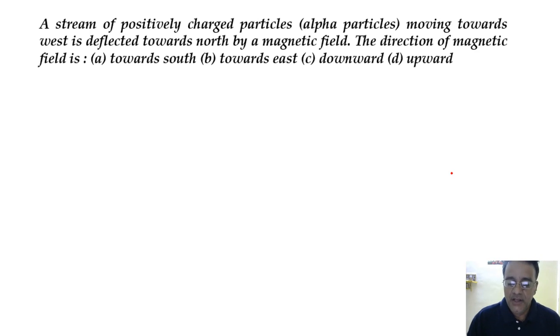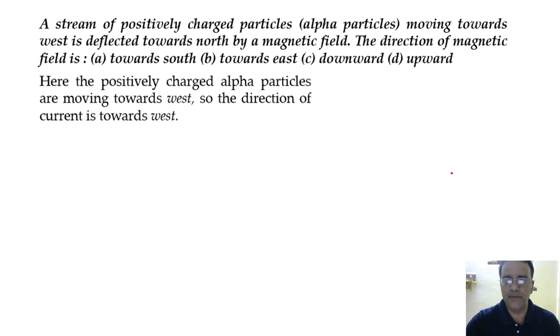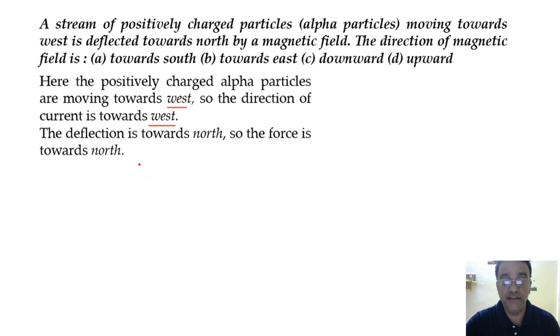Okay. So the direction of current is towards west. Positive charged alpha particles are moving towards west, so the direction of current is towards west. The deflection is towards north, so the force is towards north. North means upward from my side. North, south, east, west. Right?